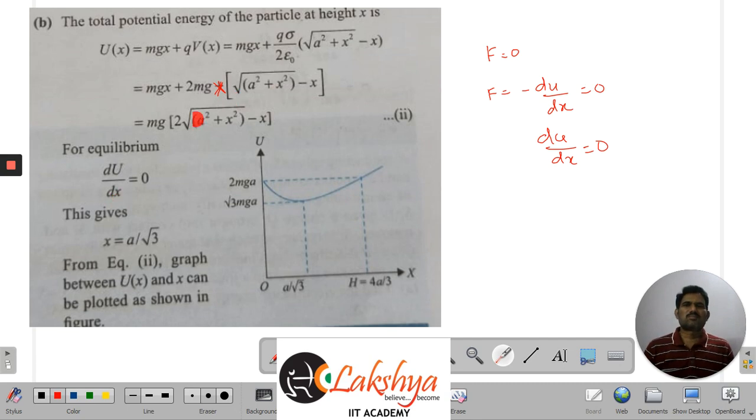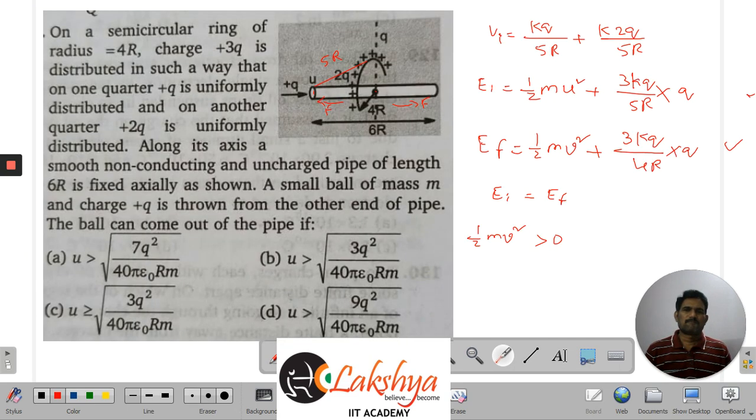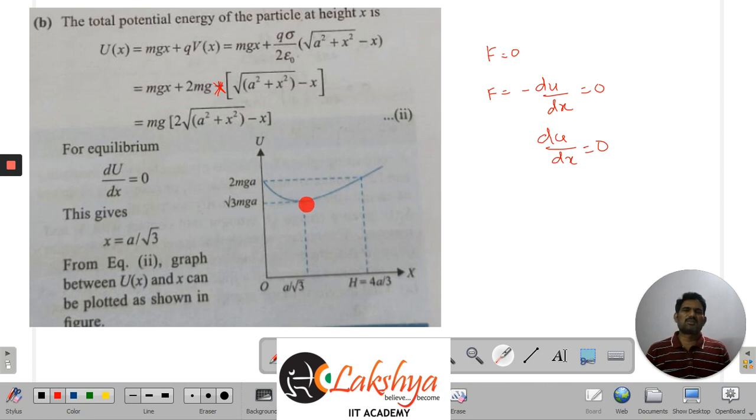Then, to simplify this equation, you will get x is equal to a by root 3. And to represent these values, you can substitute this x is equal to a by root 3 in this equation, then you will get the least potential energy here. So the least potential energy you can calculate by using this. And the initial potential energy is when you substitute the h value which we calculated previously, that means x is equal to capital H. When x is equal to h is equal to 4a by 3, then you will get the potential energy here.